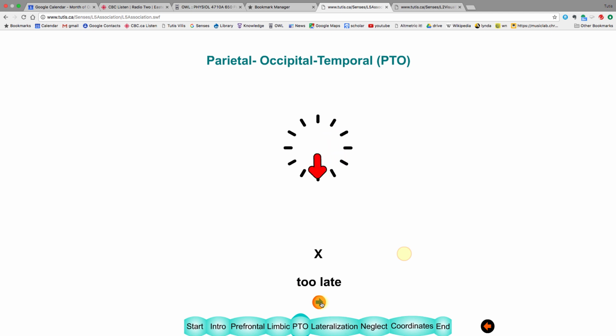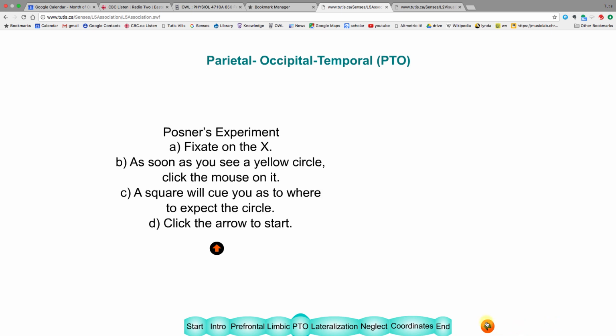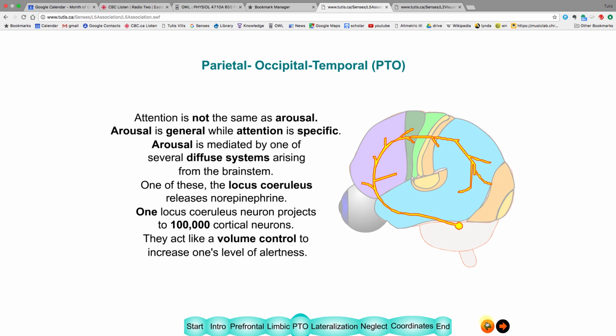That was a little slower because it misled you. It was a little slower again because, again, it misled you. It appeared way up here. So you can see how attention is important in noticing things.